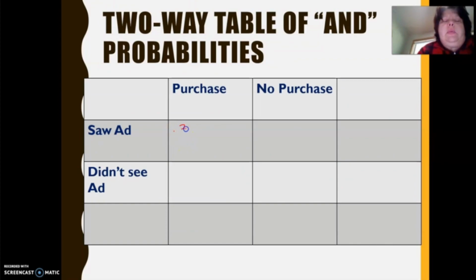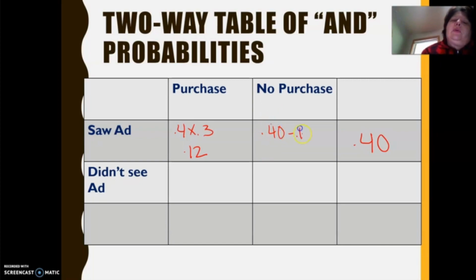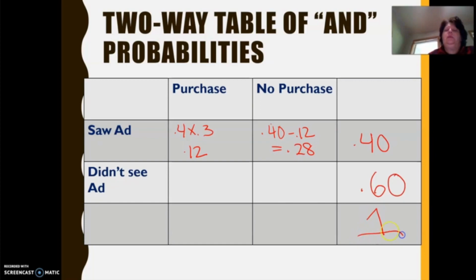So this is, let's look at it again, 0.4 times 0.3 is 0.12. Now, there's another group. The group that saw the ad, you know, is 40. So you know the upper right cell must be 40 minus 12, which is 28. And then the ones who didn't see the ad, that's got to be 60, right? You don't know the total that made a purchase. You don't know the total that didn't make a purchase, but you know they have to sum to 1.